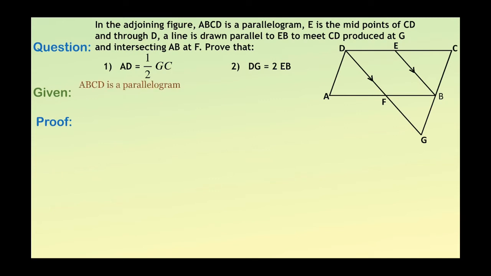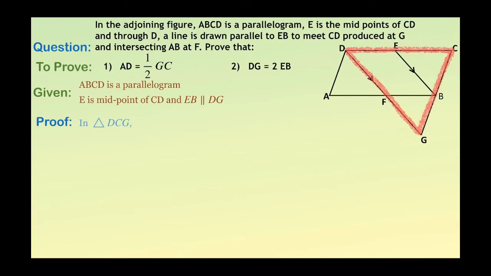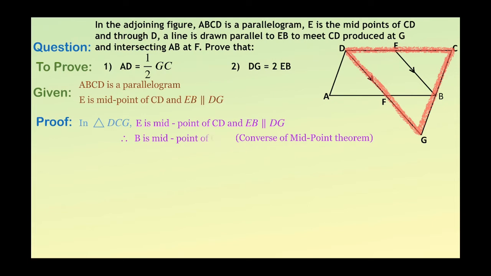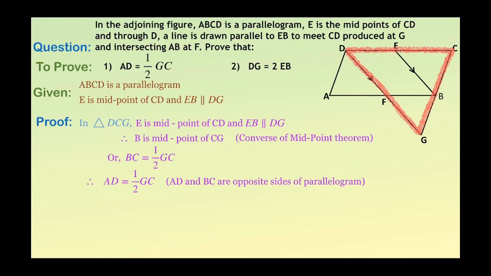So we are given that ABCD is a parallelogram, E is the midpoint of side CD, and EB is parallel to DG. We need to prove these two things. So in the triangle DCG, E is the midpoint of one of the sides of this triangle, that is CD, and EB is parallel to another side of this triangle, DG. So by converse midpoint theorem, we can say that B is the midpoint of the third side, that is CG. Or we can say that BC is half of GC. Now we know that in a parallelogram opposite sides are equal. So instead of BC, we can write AD as half of GC, which is our first required proof.